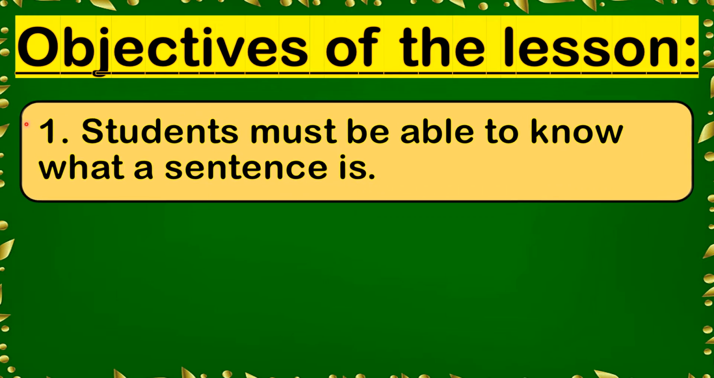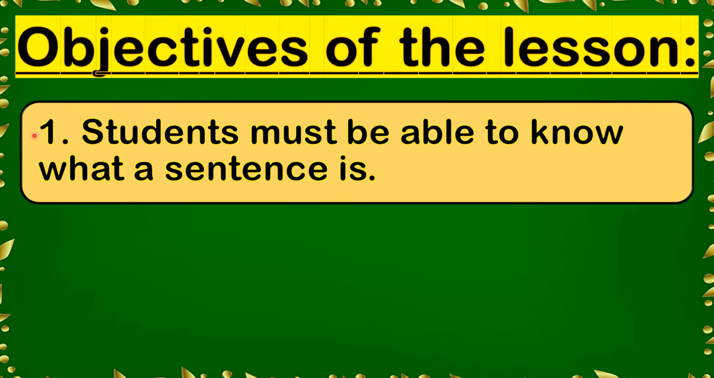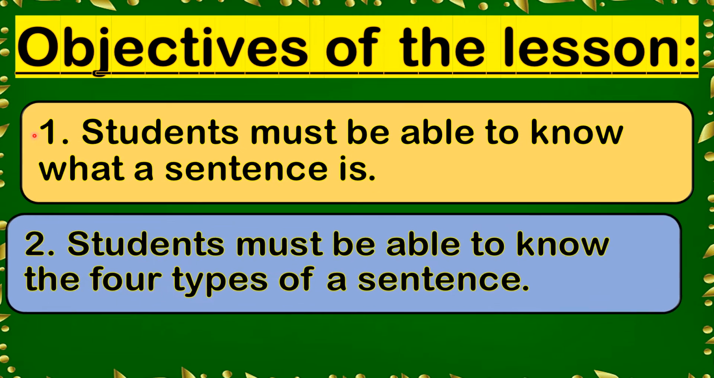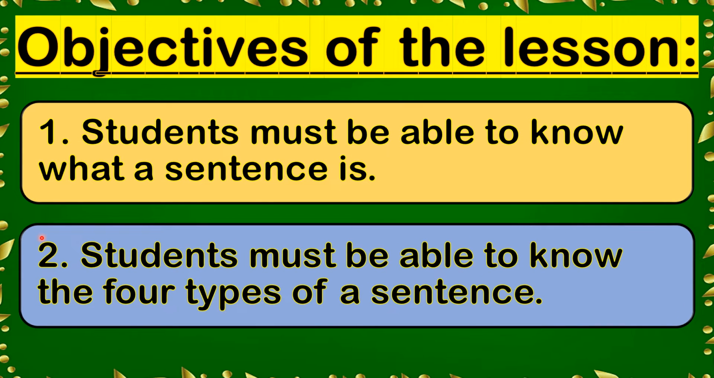So now, class, let us read the objectives of the lesson of this week, which is November 1 to November 5. The first one is students must be able to know what a sentence is. And the second one is students must be able to know the 4 types of a sentence. So at the end of our lesson, I expect that you already know what a sentence is and you already know to differentiate the 4 types of a sentence.